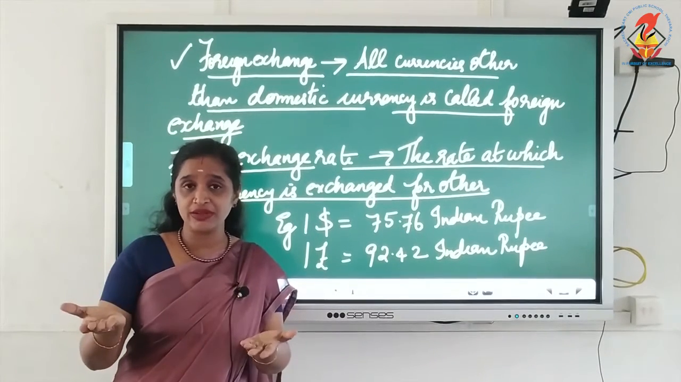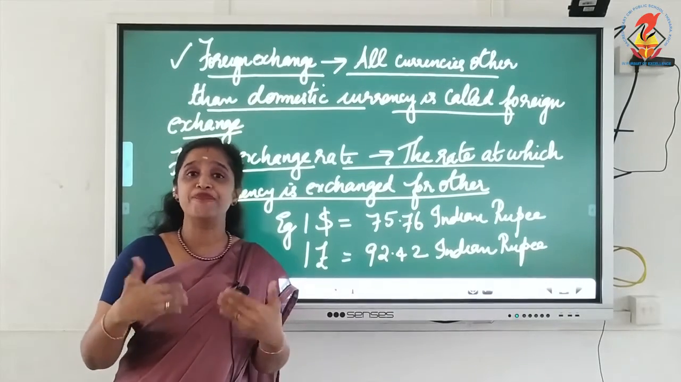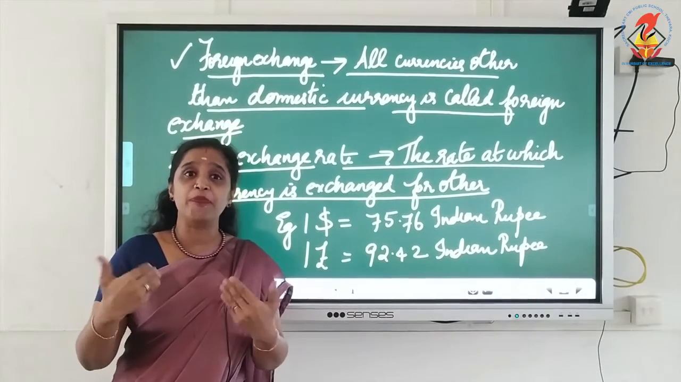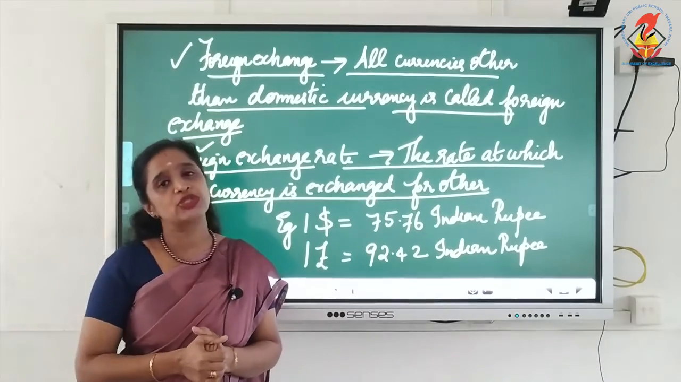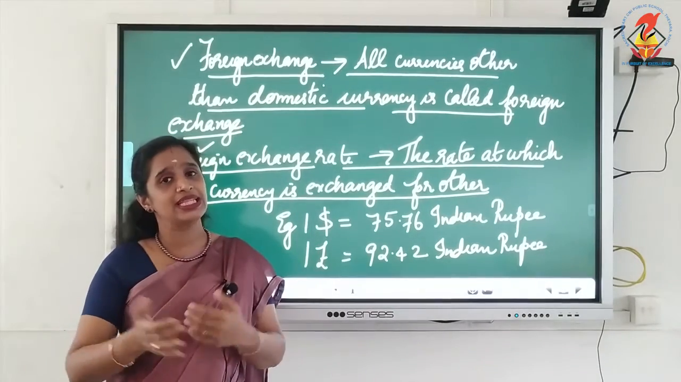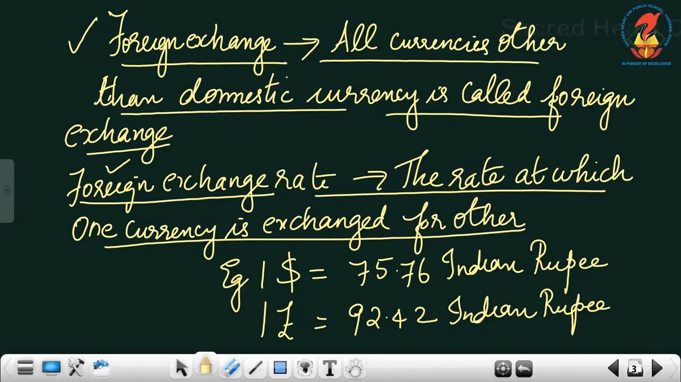When we give something to outside, they will be paying in the form of their currency. When we buy something from outside, we will be paying in the form of their currency, which is being converted, isn't it? So, for the payment and the receipt, we need this exchange rate. The rate at which one currency is exchanged for the other is known as the foreign exchange rate.